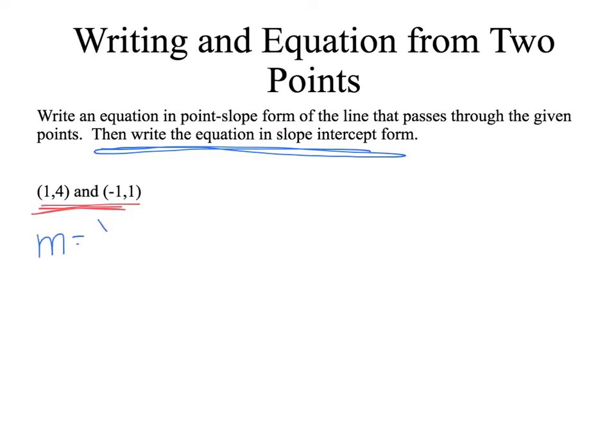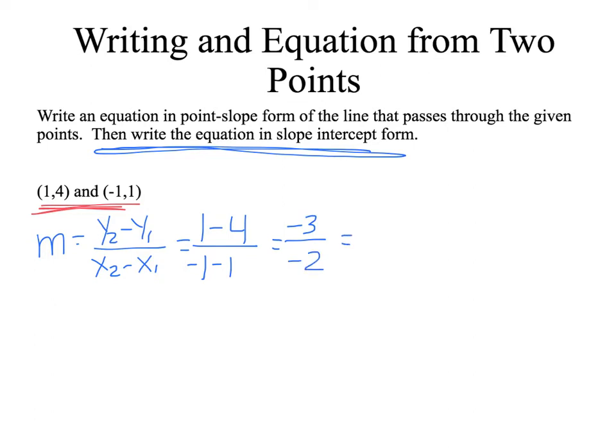So the slope is going to be y2 minus y1 over x2 minus x1. So let's see, 1 minus 4 over negative 1 minus 1. So our slope is going to be 1 minus 4 is negative 3 over negative 1 minus 1 is negative 2. And then a negative divided by a negative would be a positive. So our slope is 3 over 2.